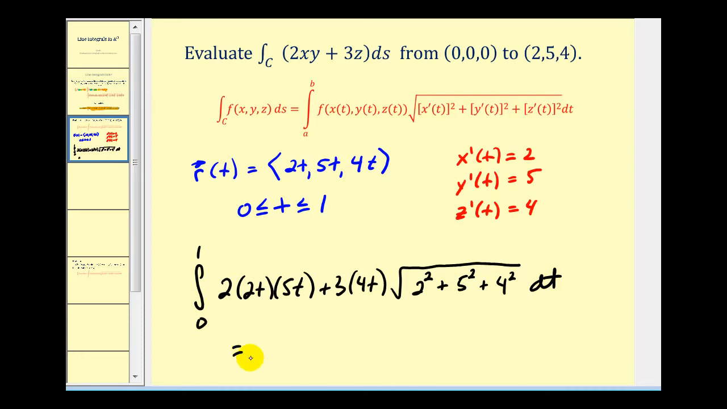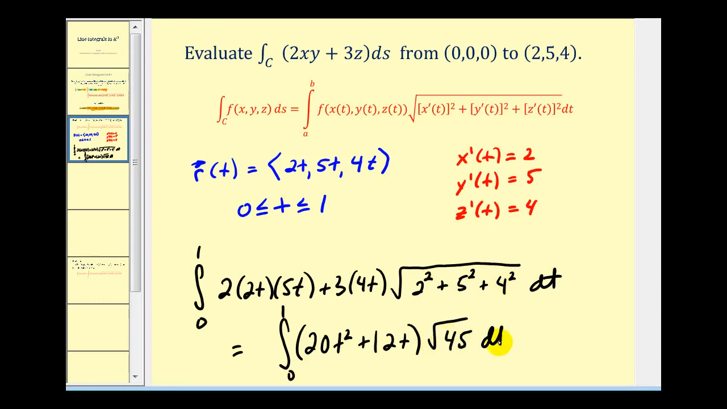Let's go ahead and simplify this. So we're going to have 2 times 2t times 5t. That's going to be 20t squared. This will be 12t. This will be the square root of 4 plus 25 plus 16. That's going to be the square root of 45. Let's go to the next page.